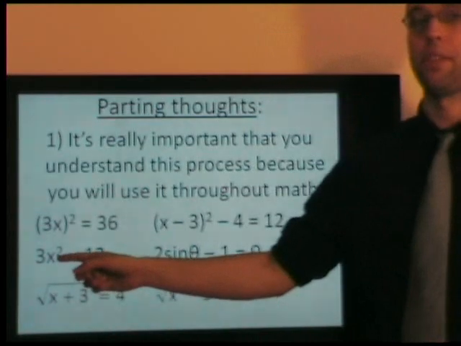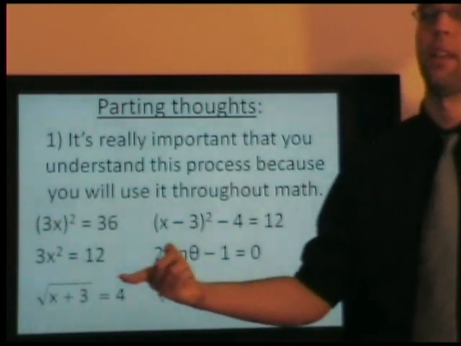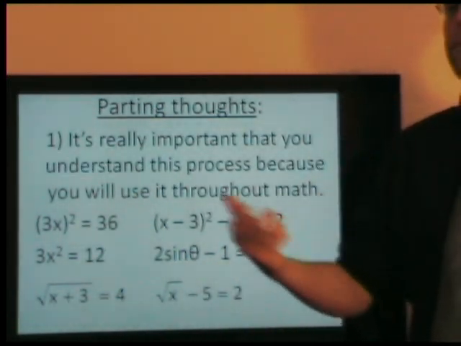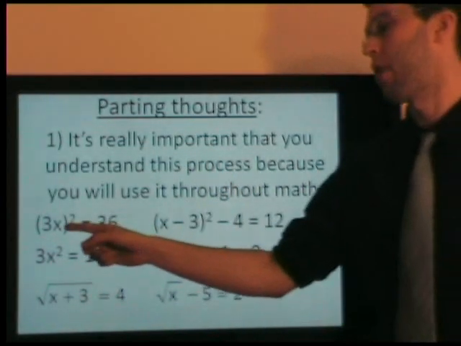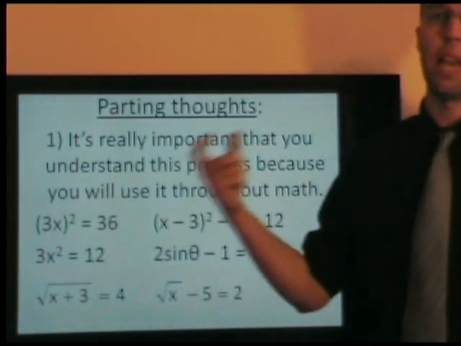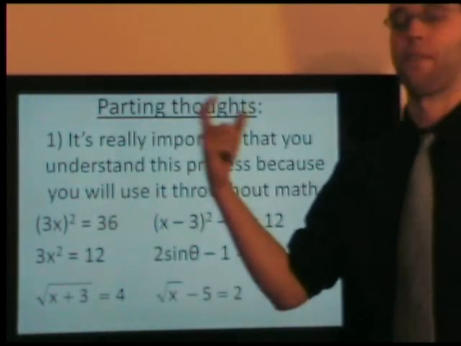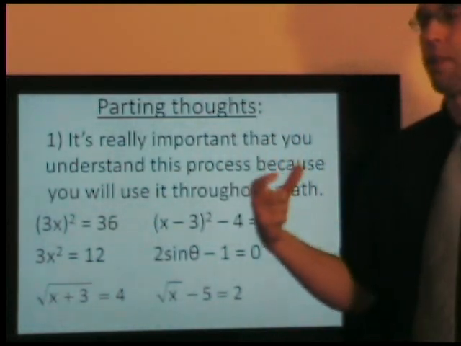Here, the last operation happening to x is times 3. So the first step to solving is dividing by 3. Here, in contrast, the last operation happening to x is squaring. So the first step to solving is taking the square root.